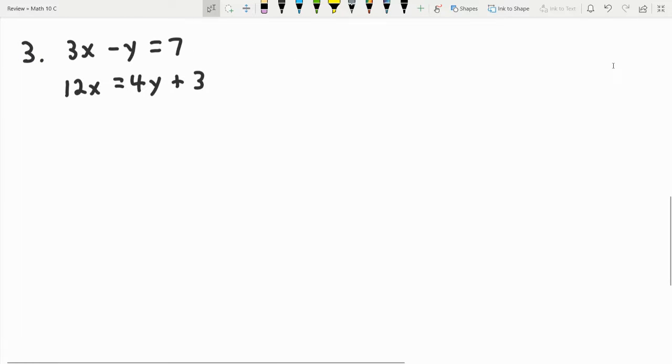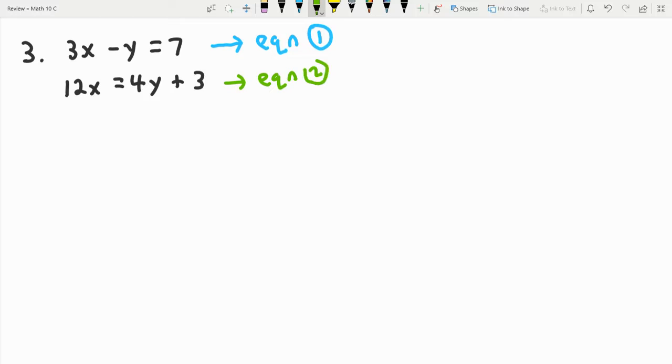Okay, so for question 3, again, we want to isolate for either x or y in one of our equations, and then use substitution to solve. So I'm going to start by labeling my equations again. I'll call my first equation equation 1, and I'll call my second equation equation 2. Because this time around we're not as lucky, we don't have any of the equations as x by itself or y by itself. So we do have to isolate for either x or y.